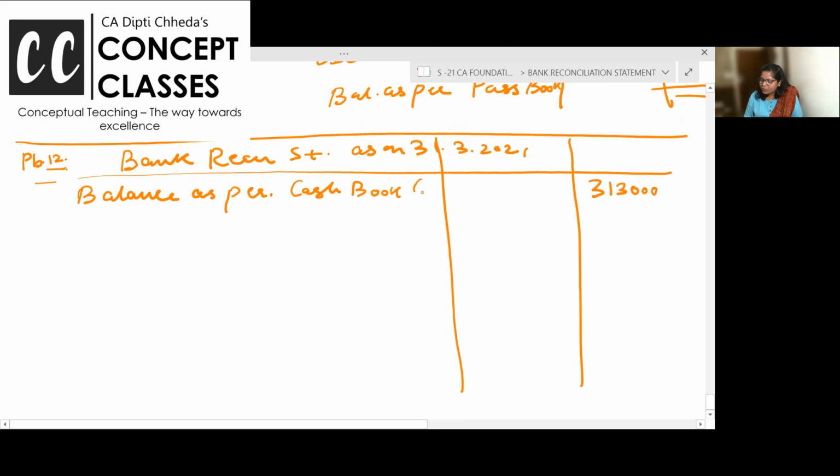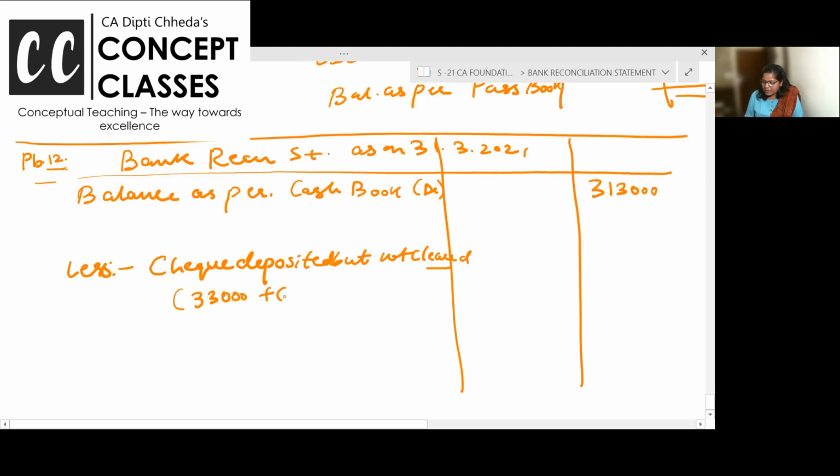So when I deposited, what did I do? Debit. Now what should I do? Credit. Credit means less. Check deposited but not cleared. 33,000 plus 65,000, 98,000. When I deposited, I debited, now credit.